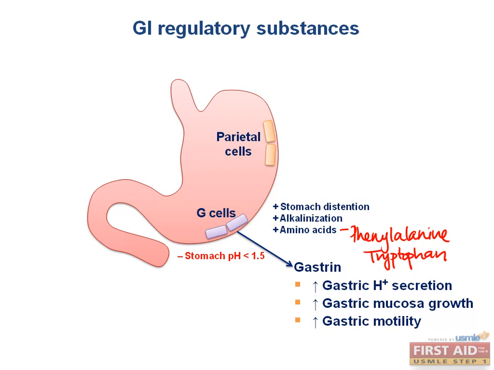However, when you have enough acid, you want gastrin production to decrease. This is signaled through the stomach pH, so it's a negative regulator of gastrin. Gastrin is also the hormone that is highly elevated in Zollinger-Ellison syndrome, also known as gastrinoma.